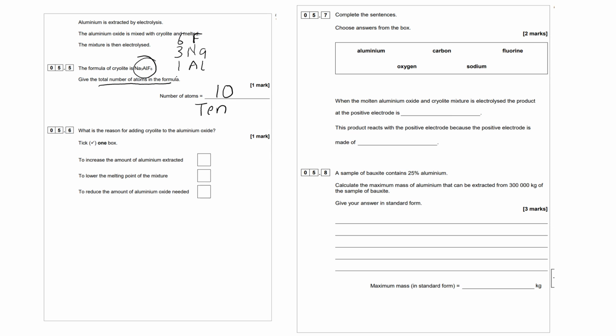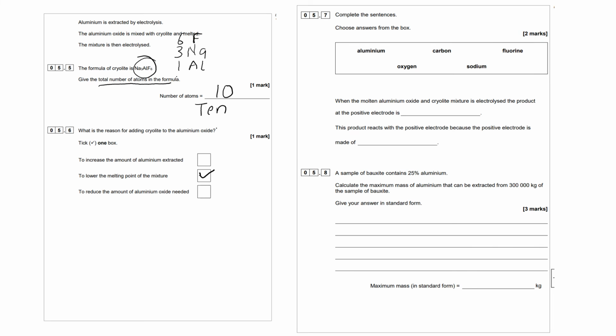What is the reason for adding cryolite to aluminium oxide? Now, because aluminium oxide has an extremely high melting point, you will have to spend a lot of energy in terms of industrial breaking down and electrolysis, which will cost a lot of money. So what they do is add cryolite, and the job of cryolite will be to lower the melting point of the mixture.